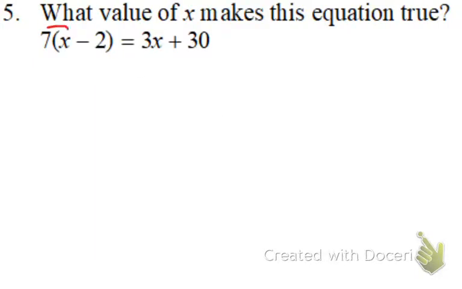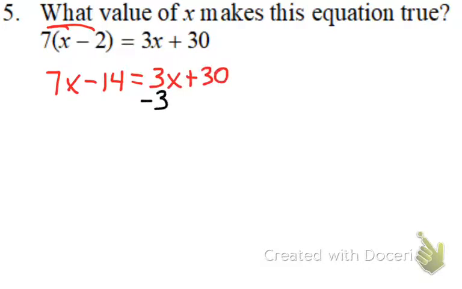Here we want to solve it for x. We want to figure out the x value that makes this equation true. So distribute your 7 times x is 7x, 7 times -2 is -14. We've got variables on both sides. We want to get the variables together on one side and your constants on the other side.